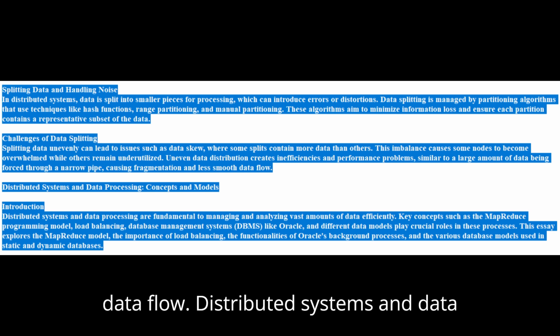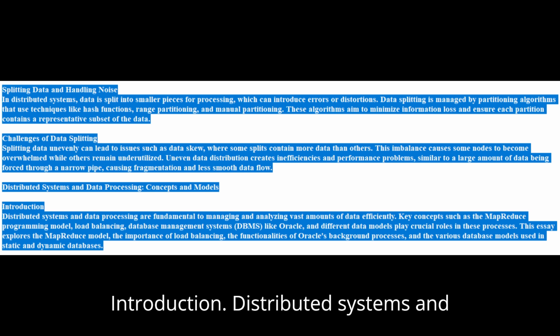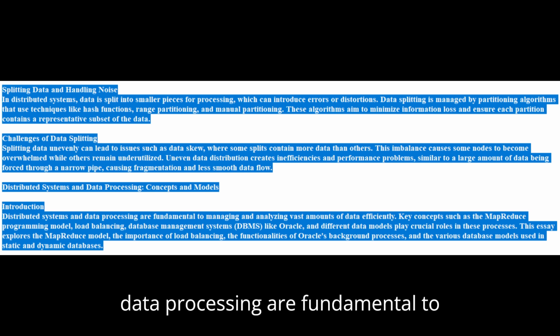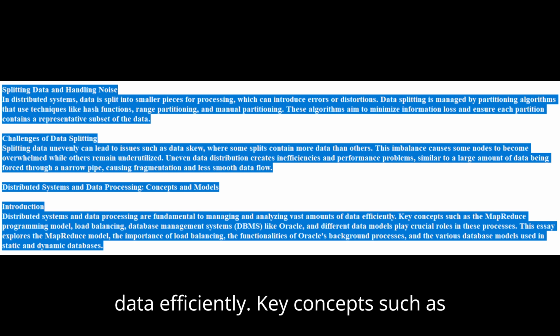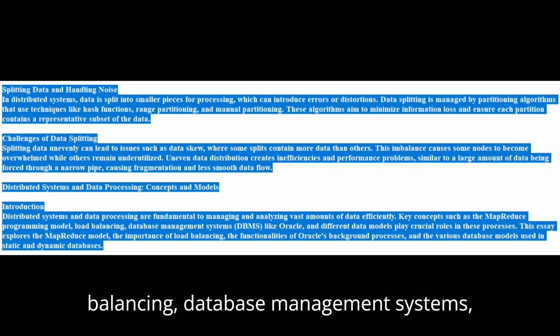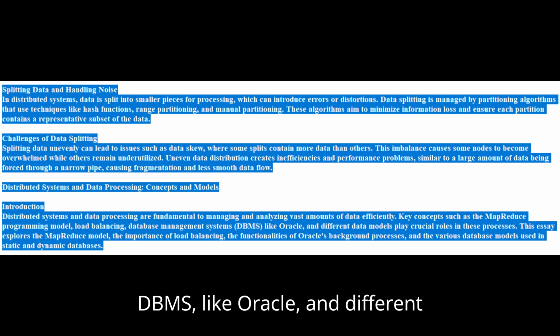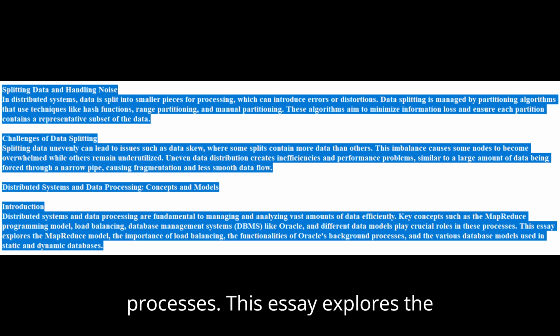Distributed systems and data processing, concepts and models. Introduction. Distributed systems and data processing are fundamental to managing and analyzing vast amounts of data efficiently. Key concepts such as the MapReduce programming model, load balancing, database management systems, DBMS, like Oracle, and different data models play crucial roles in these processes.